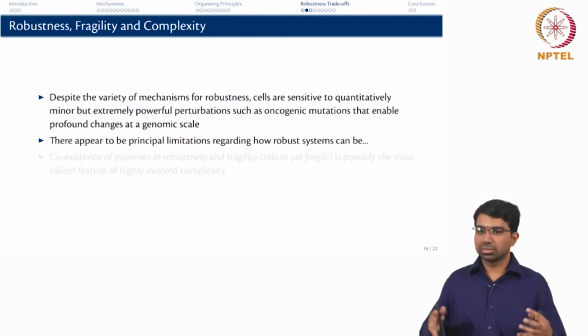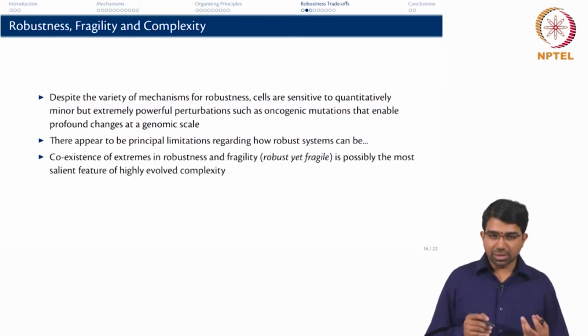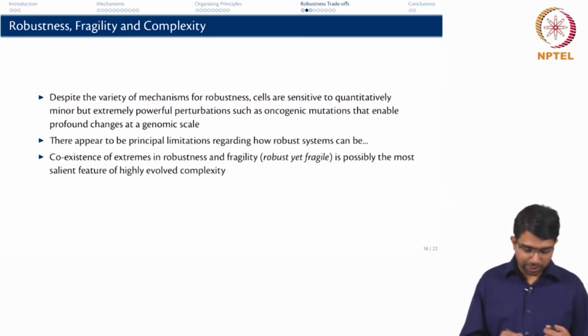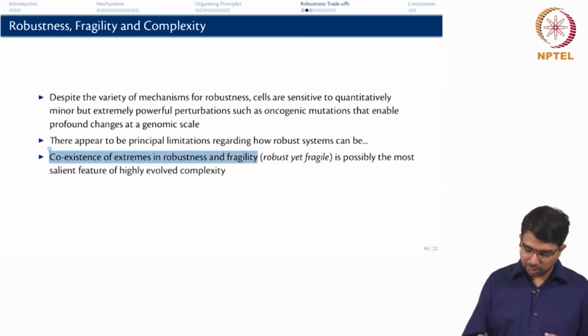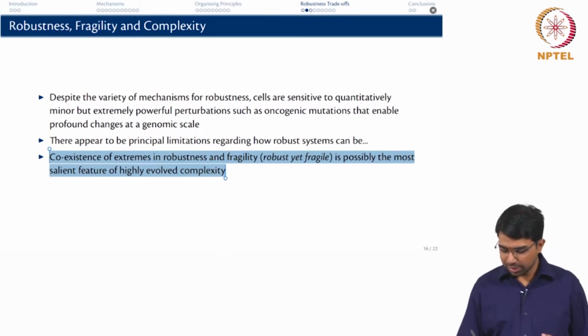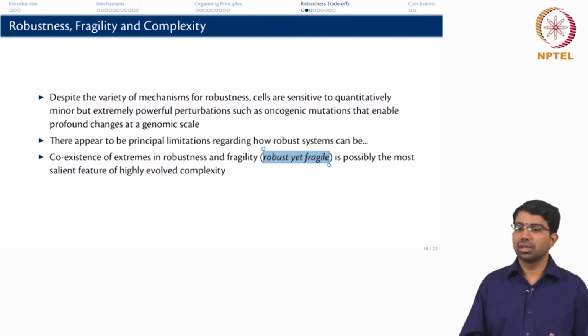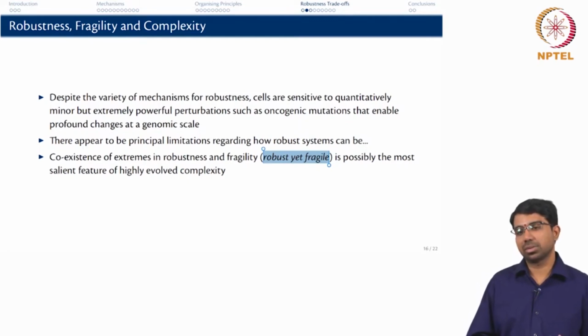There is some quantity that needs to be conserved in some sense, and this is pointed towards by the coexistence of extremes in robustness and fragility, and this happens in highly evolved complex systems. So, it is very robust yet fragile. Classic example, scale free network, it is very robust but potentially fragile. I can knock out 5 nodes and destroy the network. I would not be able to do this in the random network.